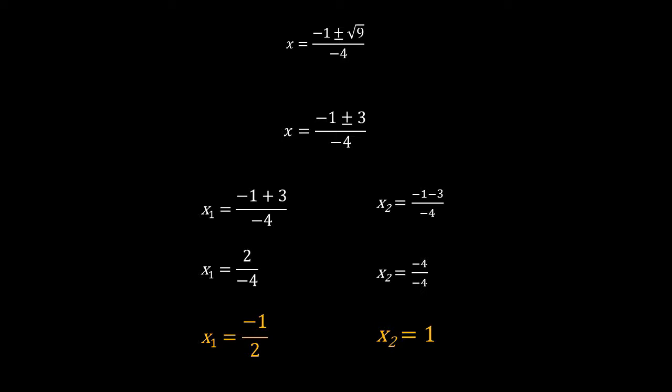The x sub 1 would be equal to negative 1 plus 3 over negative 4, and negative 1 plus 3 is equal to 2 over negative 4, or negative 1 half. The x sub 2 would be equal to negative 1 minus 3 over negative 4, then negative 1 minus 3 is equal to negative 4 over negative 4, or equal to 1.